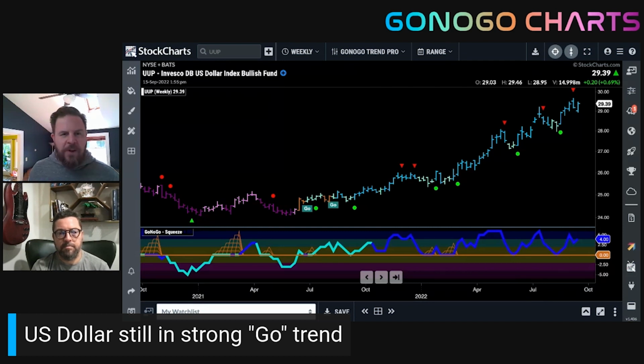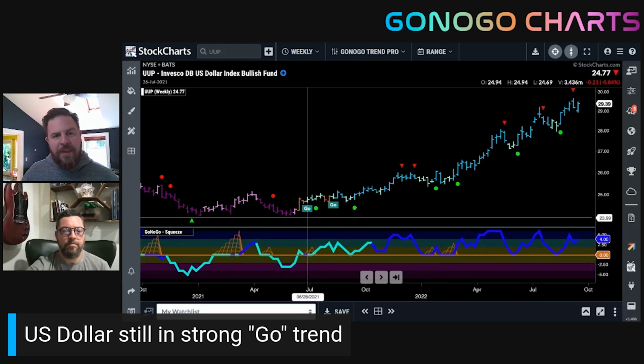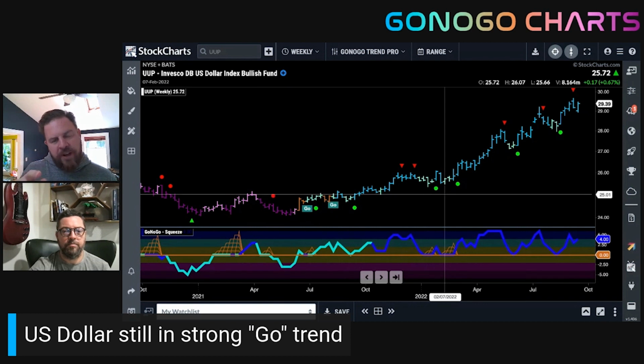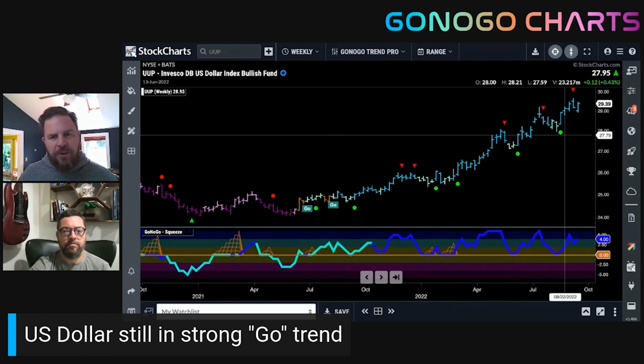So I just wanted to pull out, as we were looking at this chart of the US dollar from July of 2021, so a full year ago, last summer, when we began this go trend on a weekly basis, you see those series of little green icons. What they're calling out is the interplay between the price panel and what's happening with the GoNoGo oscillator.